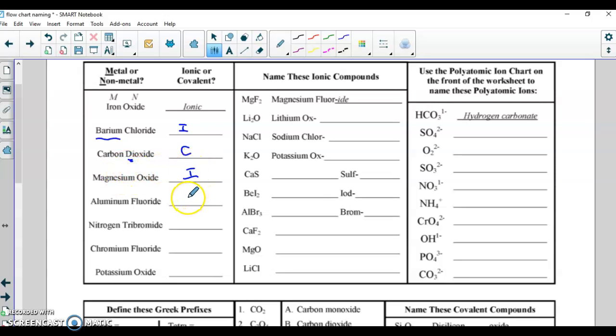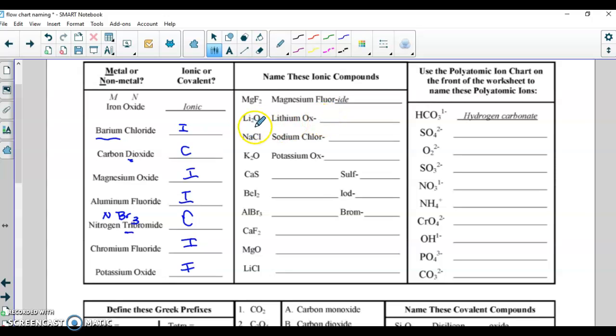Magnesium oxide. Metal, nonmetal. Ionic. Aluminum fluoride. Ionic. Nitrogen tribromide. Well, first off, we're seeing the Greek prefixes. So that means this would be nitrogen and 3 bromines. But again, that would be covalent. Chromium fluoride, ionic. Potassium oxide, ionic.